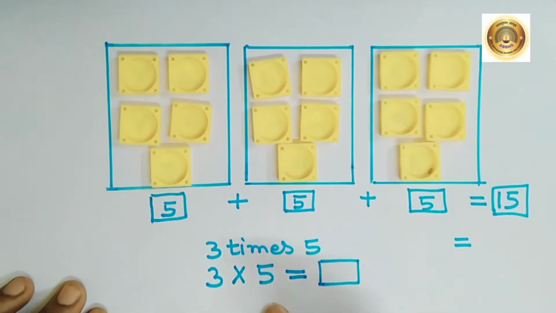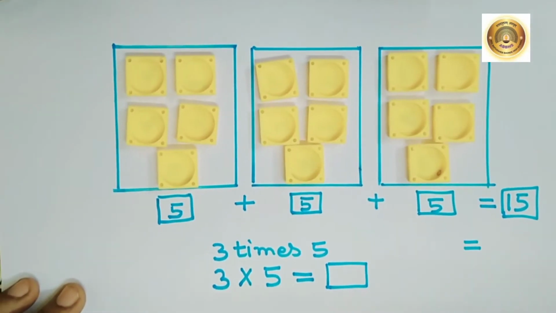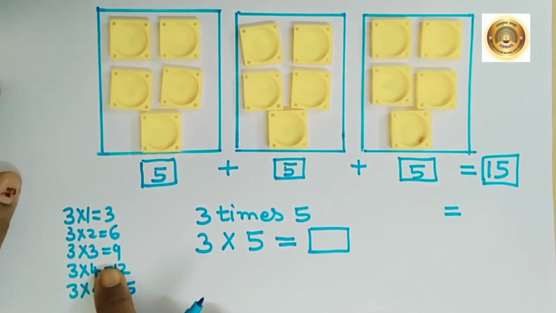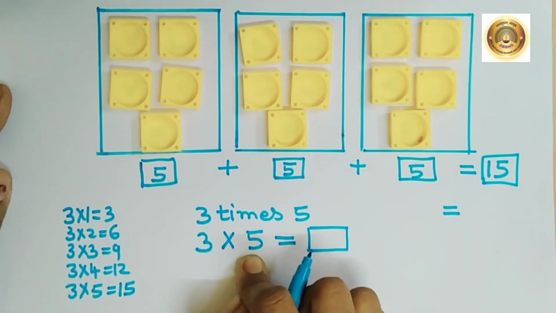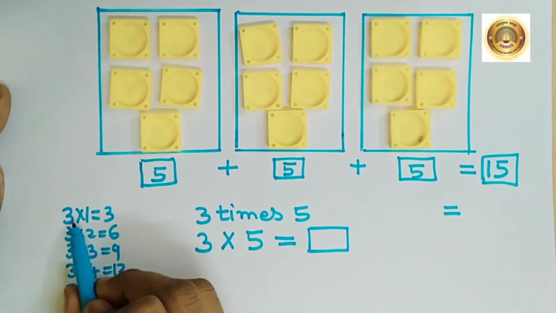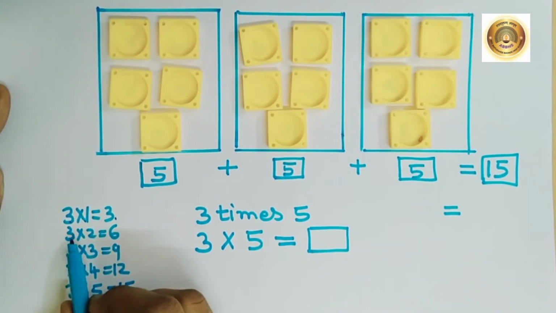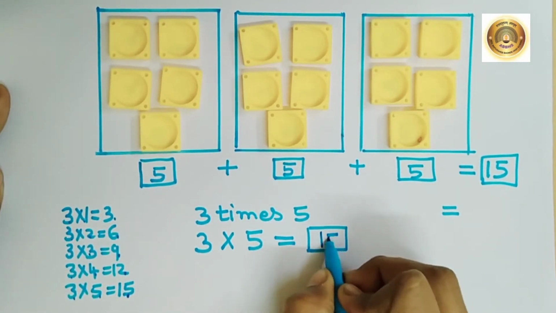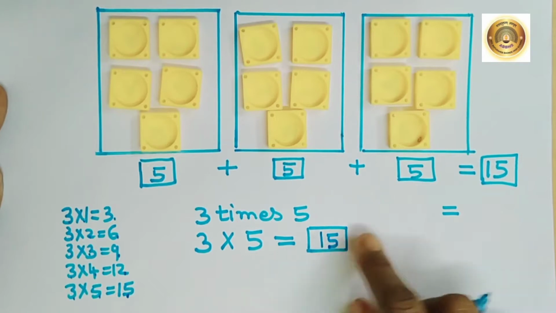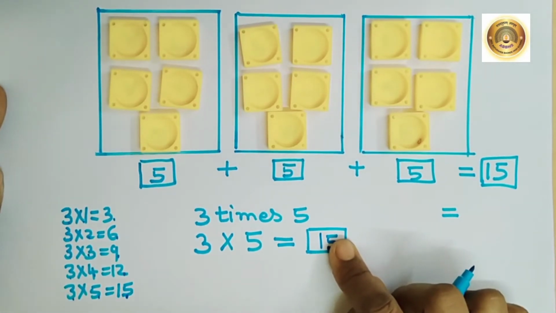If you observe that, we have to take the help of 3 times table. Here we are having 3 times table. We want 3 5s are. So what is 3 1s are? 3. 3 2s are 6. 3 3s are 9. 3 4s are 12. And 3 5s are 15. The same answer we got by multiplication.